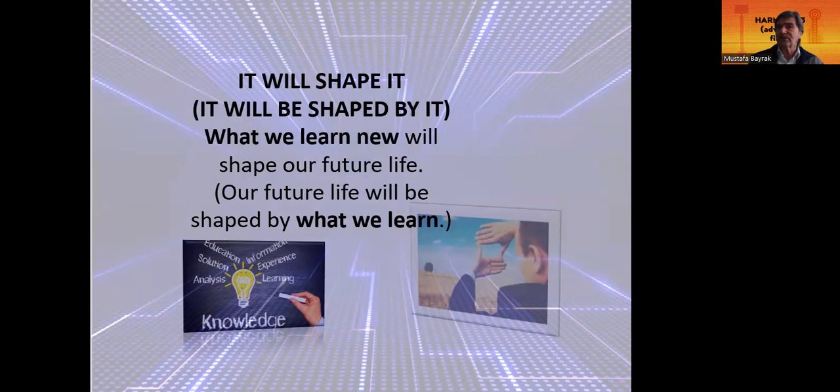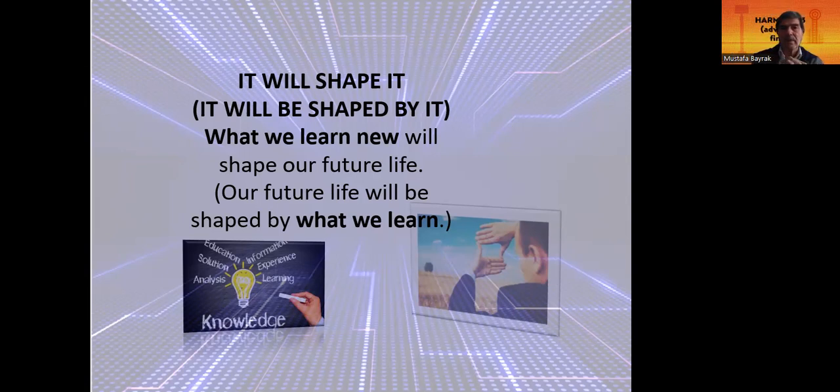So what is the first "it"? What is the second "it" here? The first "it" in "it will shape it" is the subject, okay? And the second "it" is the object. So what does it tell us? What does it inspire us? It inspires us that we can use noun clauses as a subject of a sentence and as an object of a sentence. How? Like this.